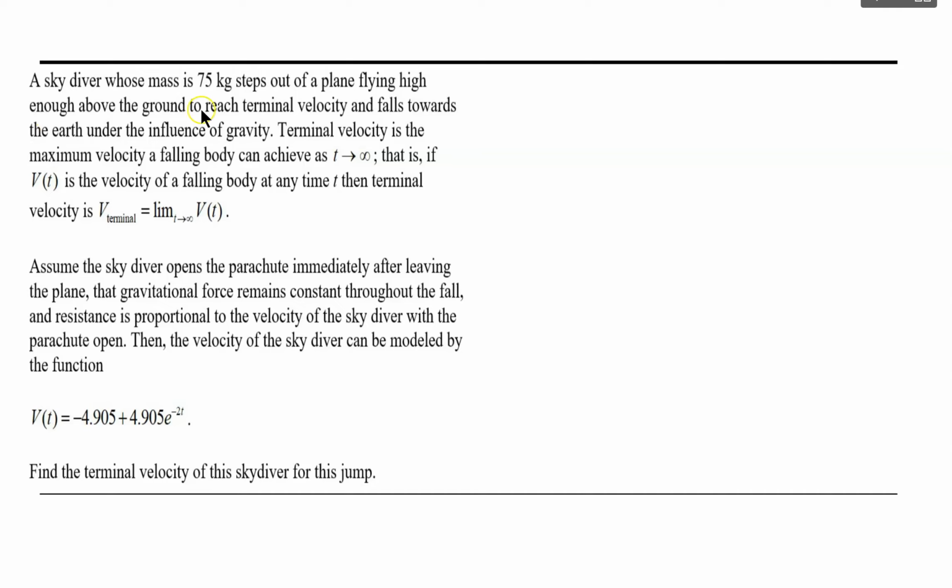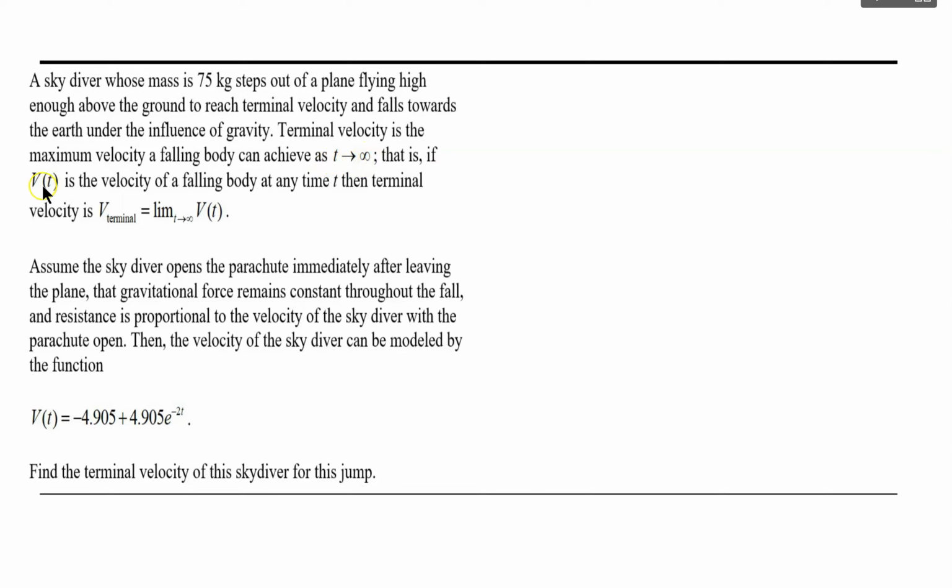Let's look at a skydiver whose mass is 75 kilograms, who steps out of a plane flying high enough above the ground to reach terminal velocity and falls towards the Earth under the influence of gravity. Terminal velocity is the maximum velocity a falling body can achieve as time goes on, or as t approaches infinity.